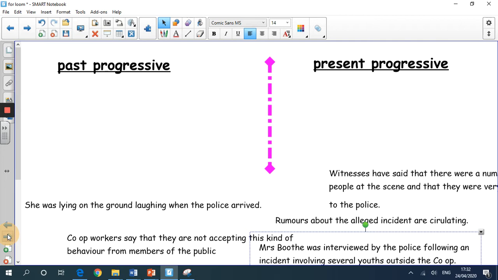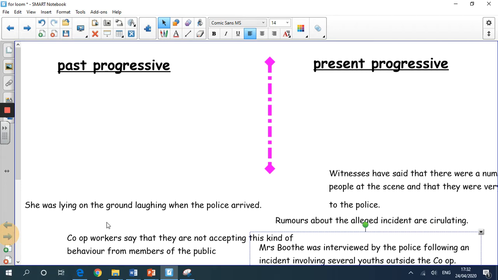So, we are going to sort them into past progressive and present progressive. Past progressive has an auxiliary verb, present progressive has an auxiliary verb too, but of course present tense is in the present tense and past tense is in the past tense. So we need to have a read through and decide whether these are happening now or happened in the past.